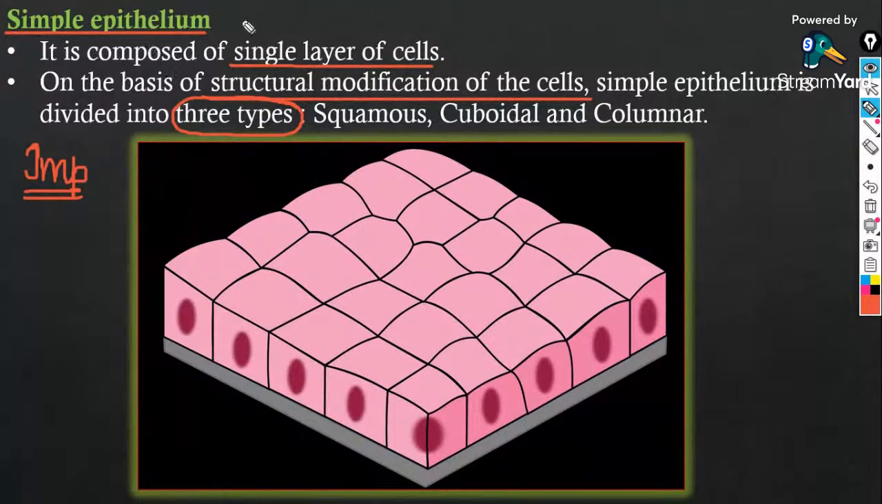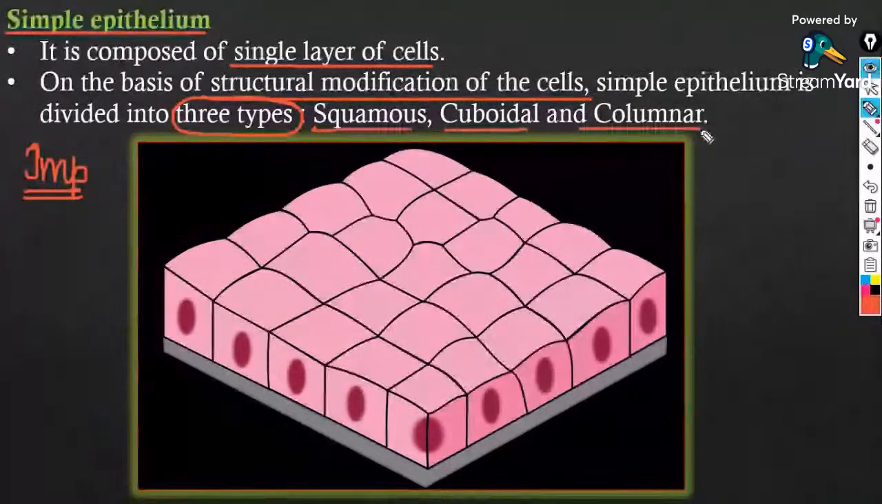So guys, this is a very important statement. Simple epithelium and compound epithelium. Simple epithelium is mainly classified into three types, that is squamous epithelium, cuboidal epithelium, and the columnar epithelium.